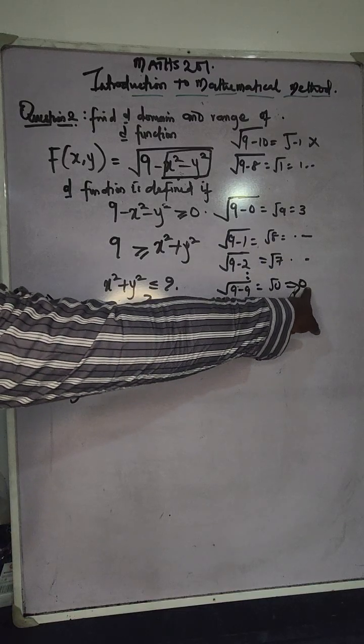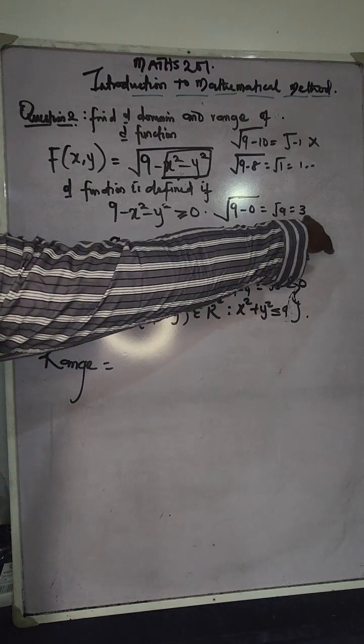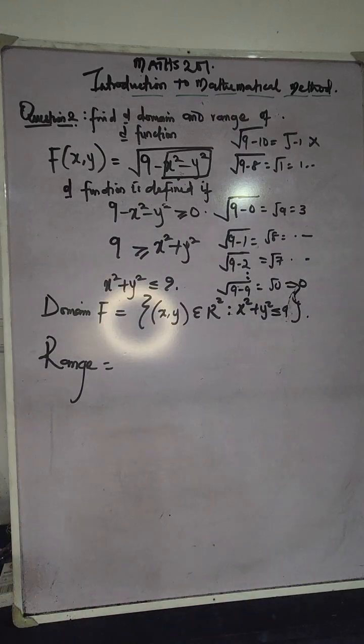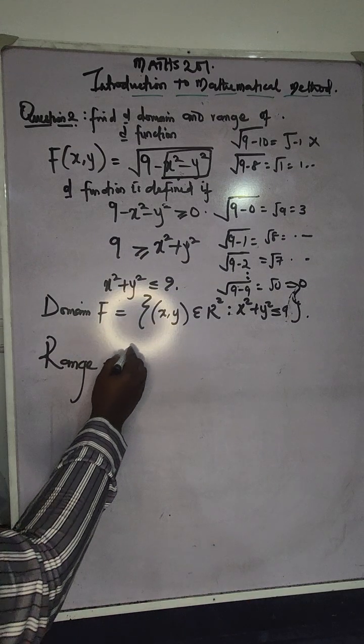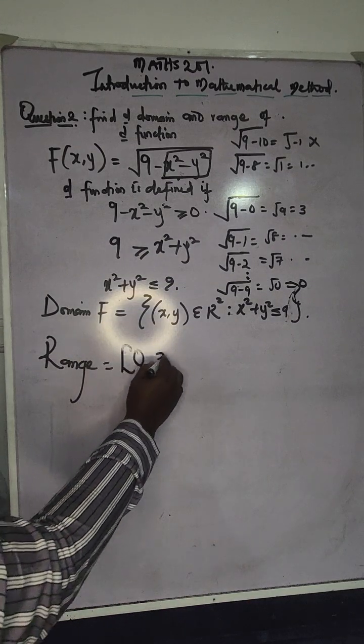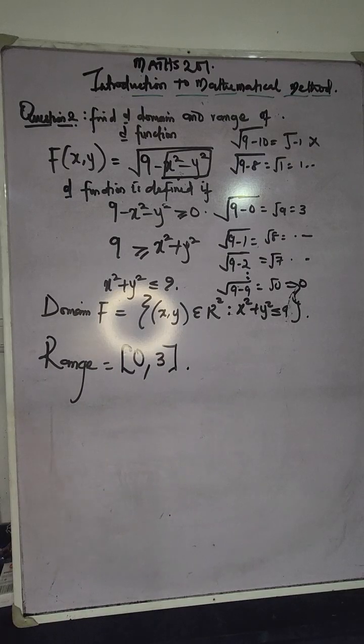From 0, and we stopped making sense at this junction 3. So we said the range of the function is 0 to 3. Did you see that? Introduction to mathematical method.